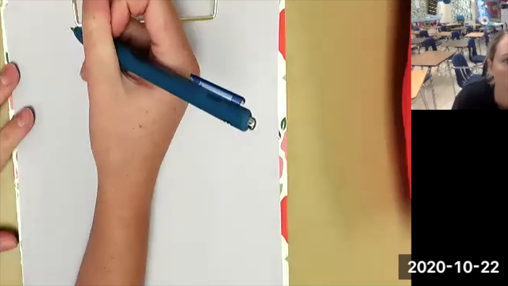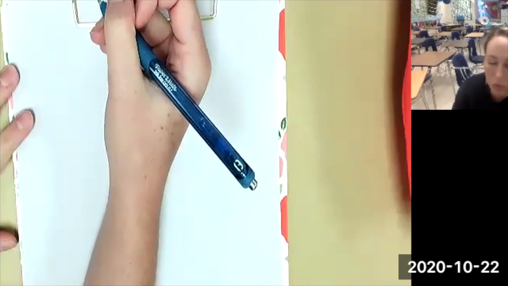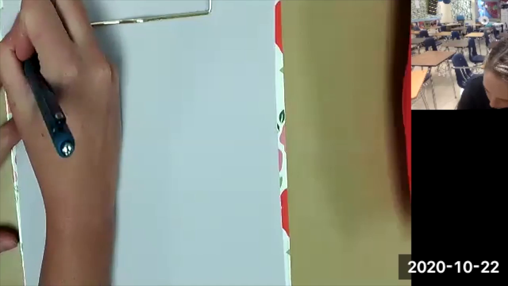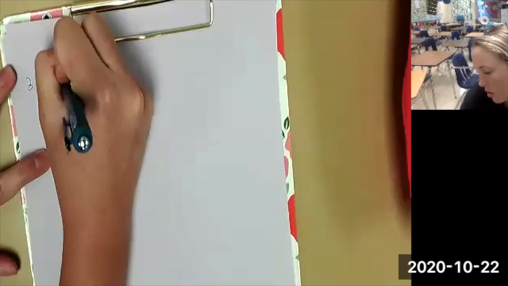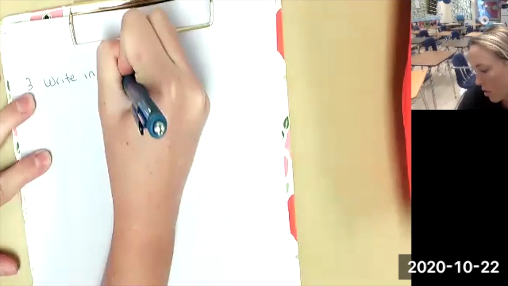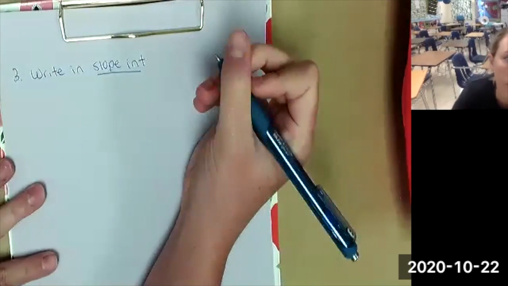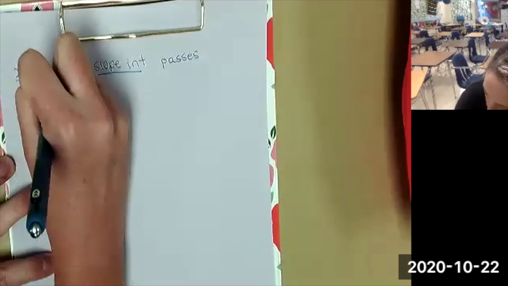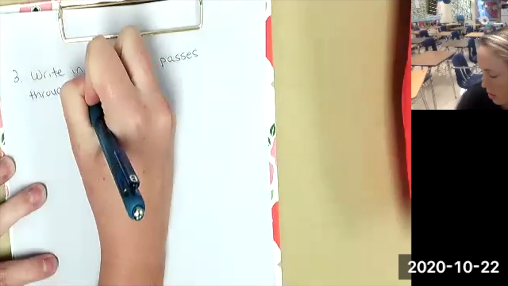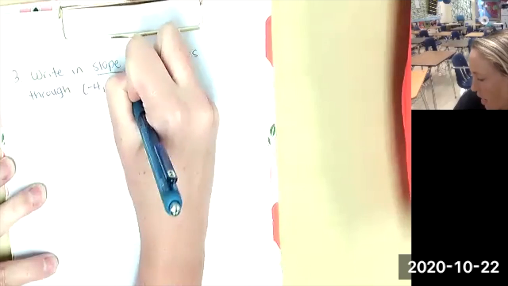So for the next one, it says to write it in slope-intercept form. That's not what the last one said, is it? Okay. So notice it says slope-intercept form and not point slope. So it passes through -4, 2, and has a slope of -1/2.